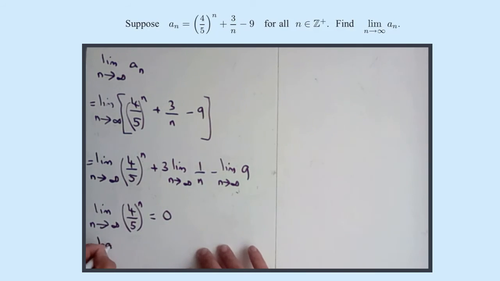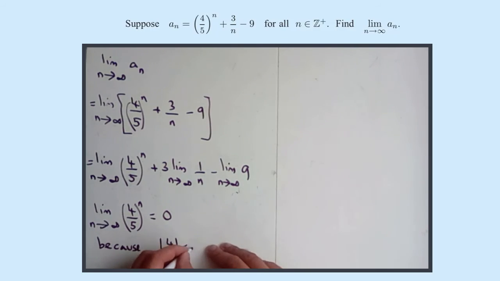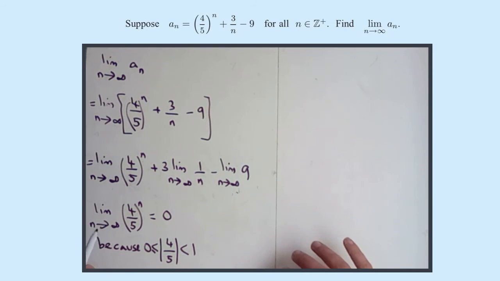And the reason for that is because the absolute value of 4/5 is less than 1, but it's greater than or equal to 0. If it was 0, obviously it would approach 0 as well. If this number was bigger than 1, say 5/4, then the terms in this sequence would just get bigger and bigger and bigger, and it would definitely diverge. But we've got that limit.